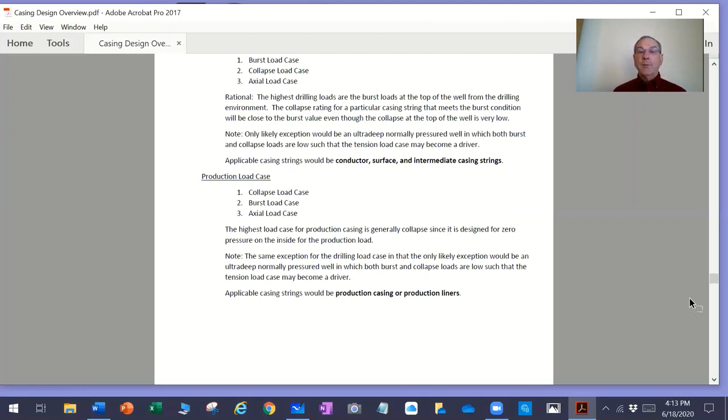The same exception as for the drilling load case applies: the only likely exception would be an ultra deep, normally pressured well in which both the burst and collapse loads are low, such that the tension load may become a driver. So the applicable casing strings in which you'd want to do them in this order would probably be your production casing, which is obviously going to be a production load case, or a production liner. All right.